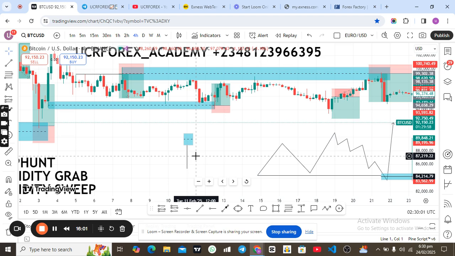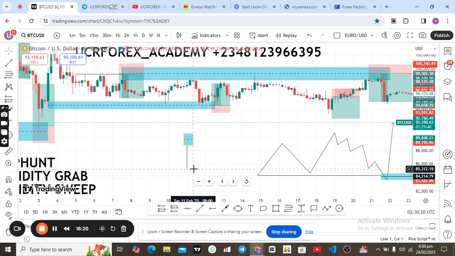I want you to mark out only that wick. Let's say that you want to be trading on the higher time frame. All you have to do is to go to the daily time frame. The market will always produce a long wick like this. All you have to do is to mark out that wick.